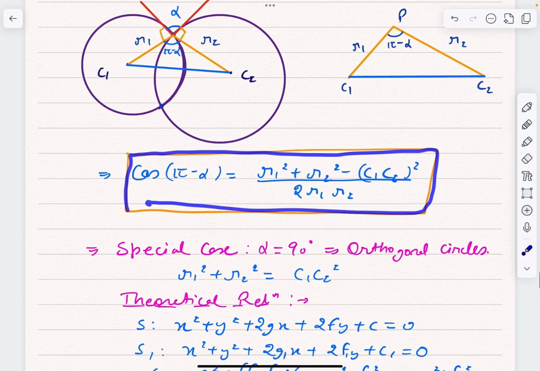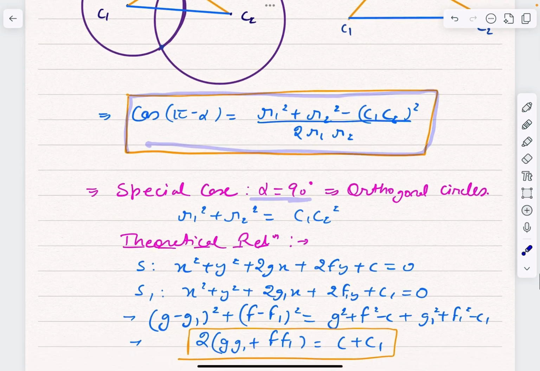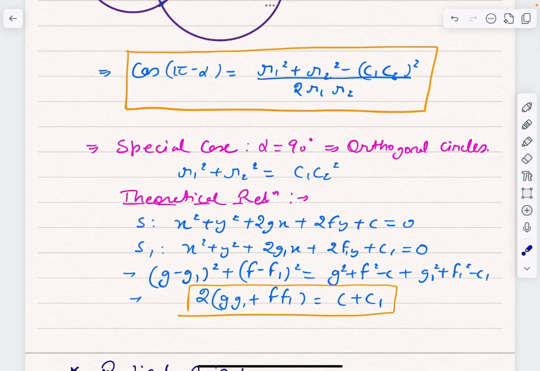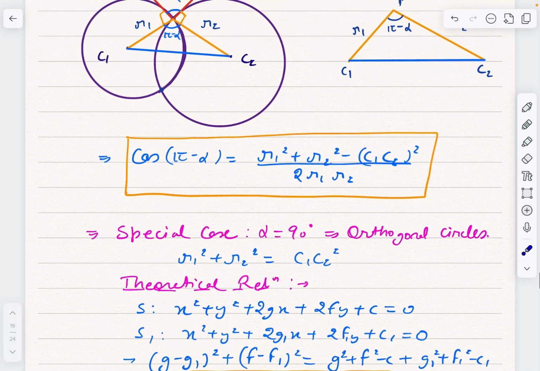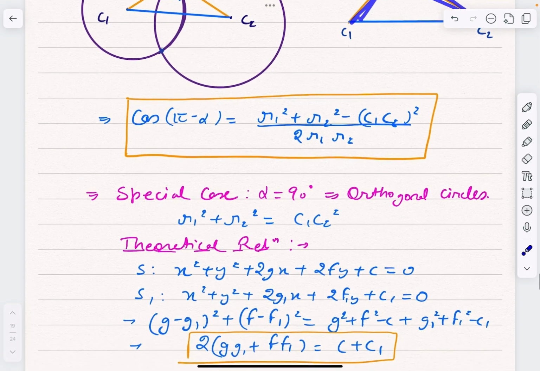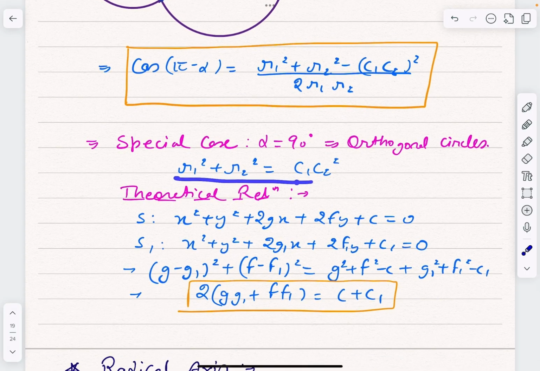Now, a special case: when alpha is 90 degrees, we call them orthogonal circles. In that case, this becomes cos 90, which is 0. So the numerator must be 0. So you get R1 square plus R2 square equals C1C2 square. You can see in that case, this triangle will be a right angle triangle.